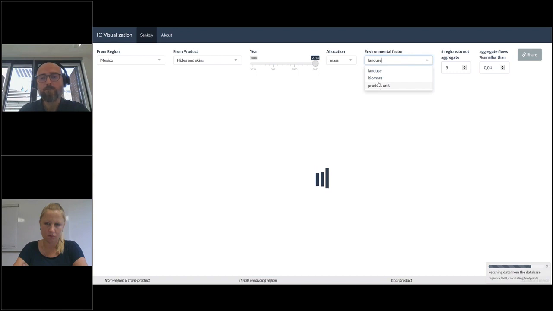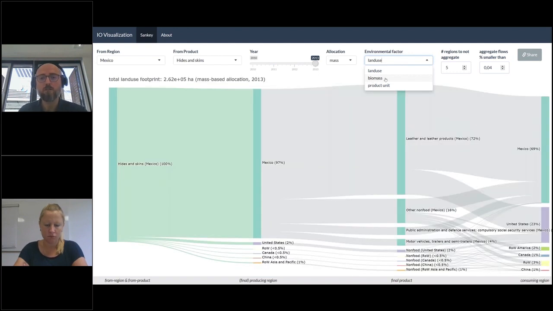So the difference between biomass and product unit is, for example, in what we have selected now, hides and skins. The product unit would be the tons of hides and skins. Biomass would give you actually the biomass that is embodied in those hides and skins, which is the feed for animals.